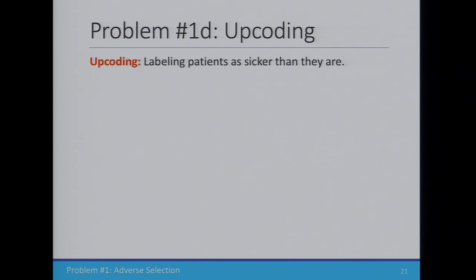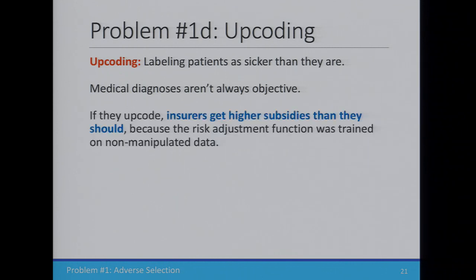What they're going to do is called upcoding, which is where you take a patient and label them as sicker than they really are. The reason they can do this is because medical diagnoses aren't always objective. You can't necessarily tell exactly whether someone has depression, or whether somebody has chronic high blood pressure versus just regular high blood pressure. There's no objective test. And because if their patients have higher diagnoses they're going to get higher subsidies for them, even though they won't actually cost that much, the insurers are going to try to manipulate the system to get higher subsidies when they're not actually spending that amount of money.